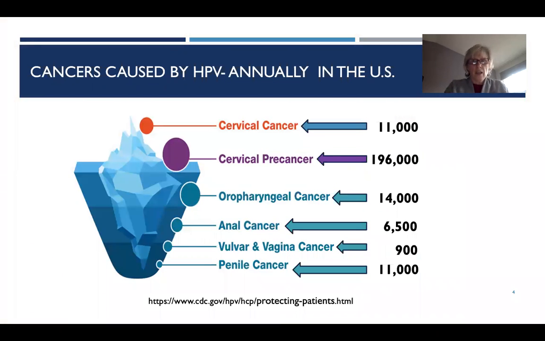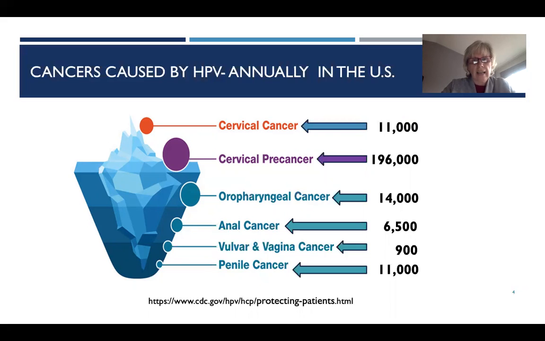So I am a visual person, and so when I saw this on the CDC, the iceberg, it really helped to put this into context for me. So the majority of the cancers on the slide that we see are caused by the high-risk strains of HPV, so 16 and 18. And if you look at the cancers versus the precancers, there are an estimated 33,000 cases per year.